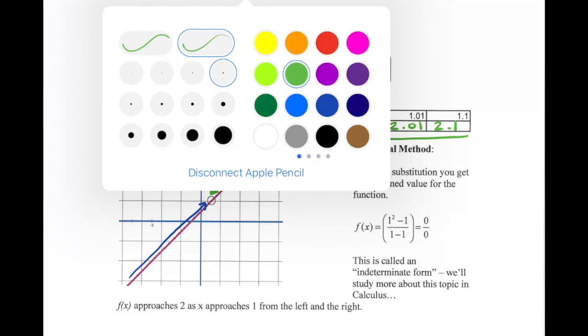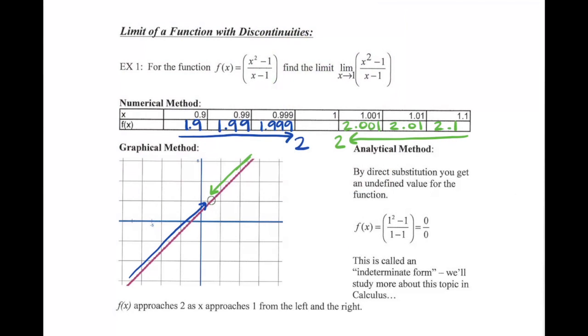However, if we plug in a value of 1 directly into that function, we would get 1 squared minus 1 over 1 minus 1. And unfortunately, that is what we call indeterminate form. And so your calculator is going to be very unhappy, and you're going to get an error. And if we take a closer look at this function itself, it kind of makes sense, right? We know that x squared minus 1 can be factored into x plus 1 times x minus 1.